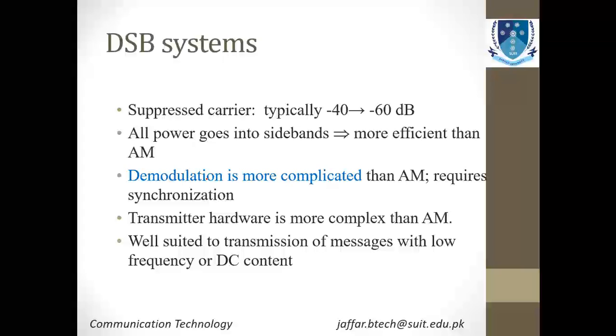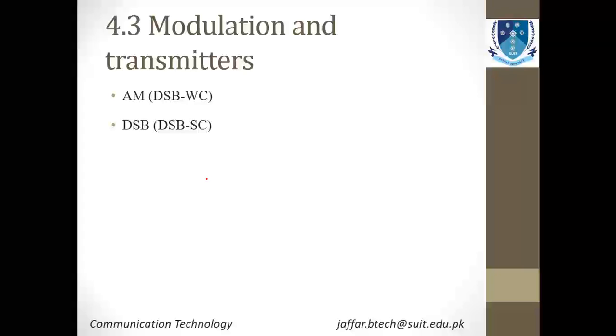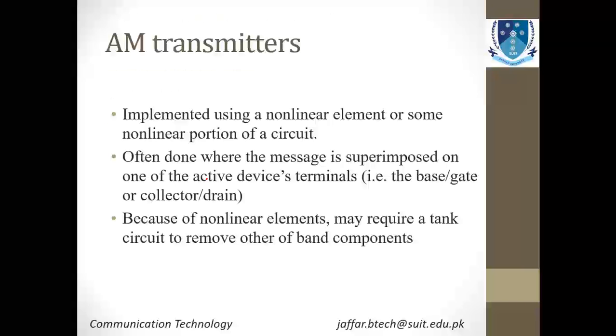This kind of double sideband modulation with suppressed carrier is mostly suited when you are dealing with low frequencies, and there are some DC constants as well. So these are some specifications that you should keep in mind before working with these kinds of systems. So these are the two types: the first one is the conventional AM, and the second one is with suppressed carrier.